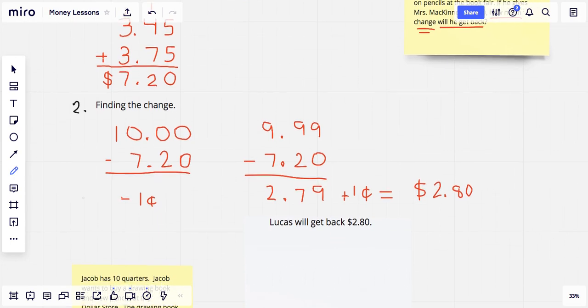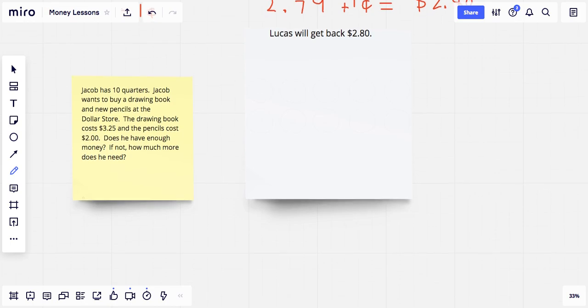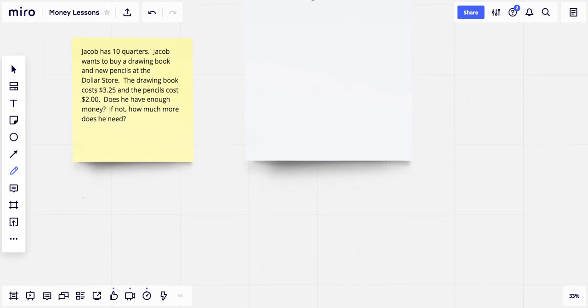So I'm just going to scroll down a little bit. I have one more problem I want to share with you. Okay, and in this problem it says Jacob has 10 quarters. Jacob wants to buy a drawing book and new pencils at the dollar store. The drawing book costs $3.25 and the pencils cost $2. Does he have enough money? If not, how much more does he need?